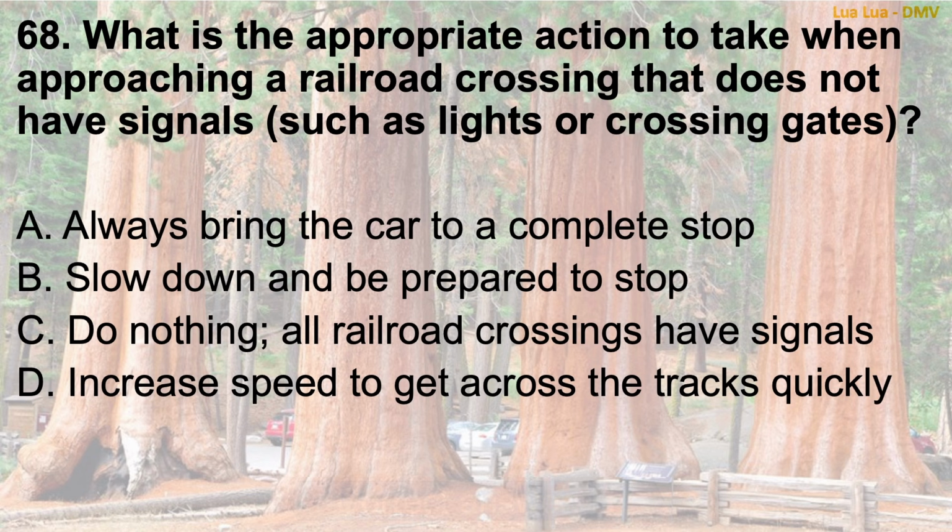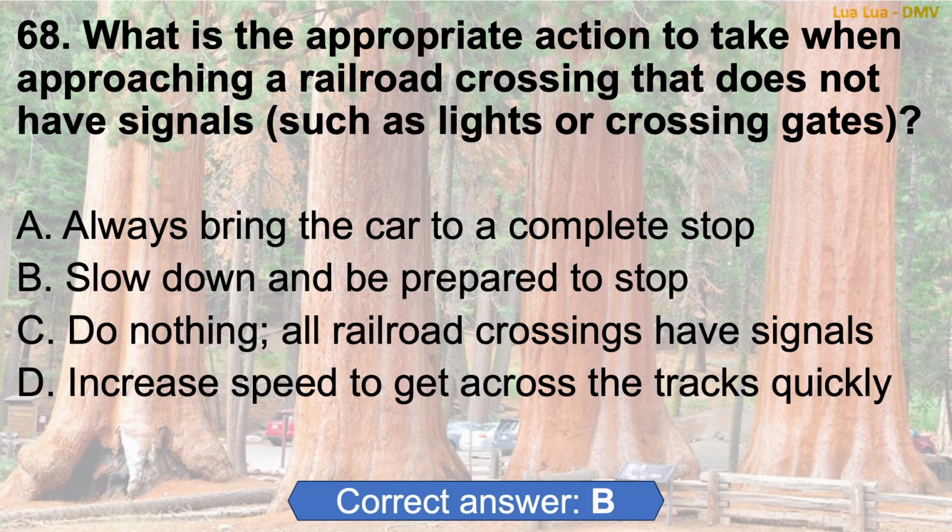Question 68. What is the appropriate action to take when approaching a railroad crossing that does not have signals, such as lights or crossing gates? A. Always bring the car to a complete stop. B. Slow down and be prepared to stop. C. Do nothing. All railroad crossings have signals. D. Increase speed to get across the tracks quickly. The correct answer is B. Slow down and be prepared to stop.